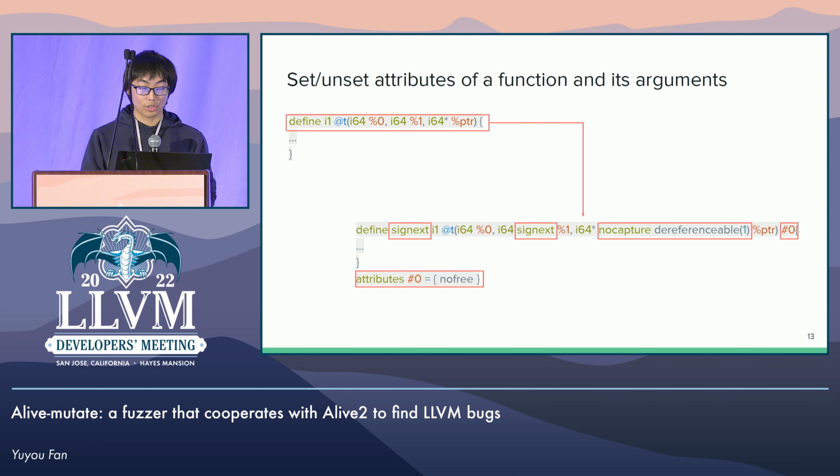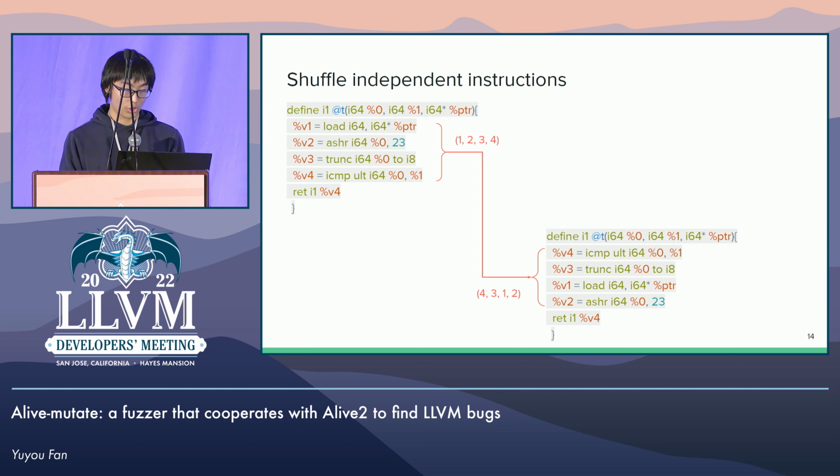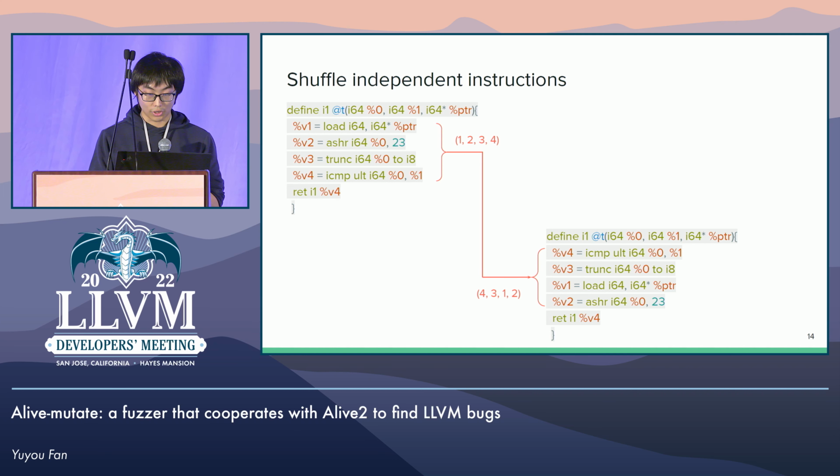Next is a mutation about basic blocks. Here, I give the detail of function t. Function t consists of 4 instructions. There are no dependencies between these 4 instructions, so we can change the order arbitrarily without worrying about validity. Here, we have instructions 1, 2, 3, 4, and we can change the order to 4, 3, 1, 2. It is still a valid IR, because we don't need to worry about the dependencies.